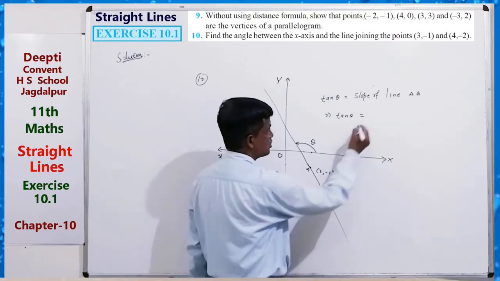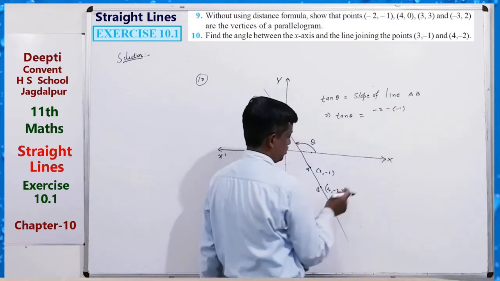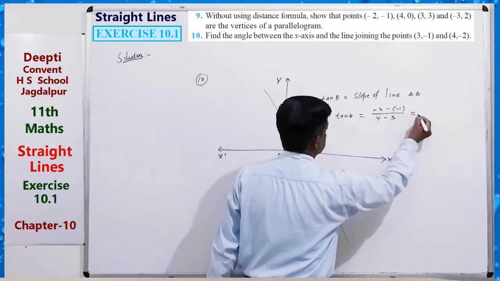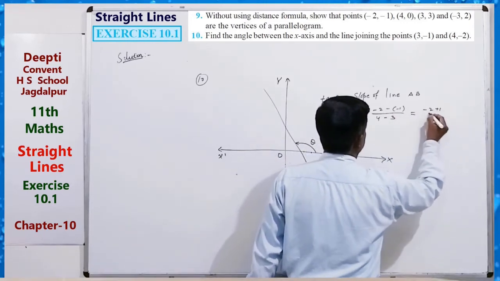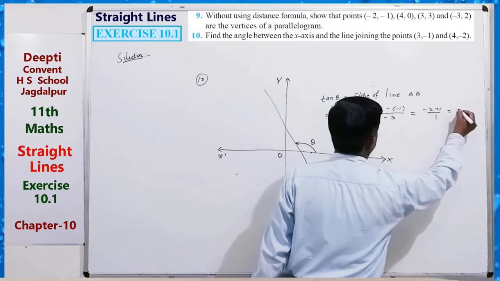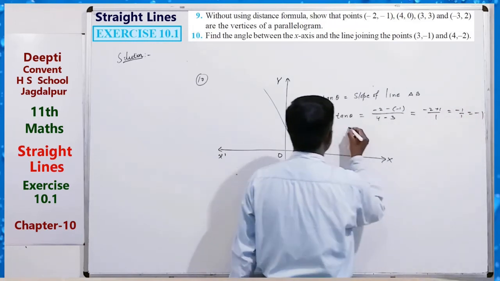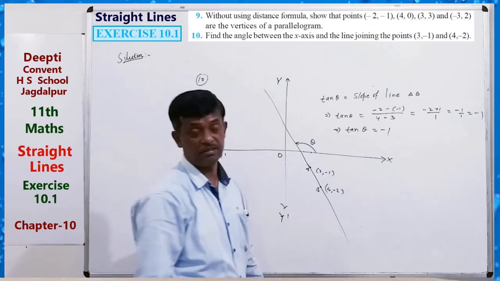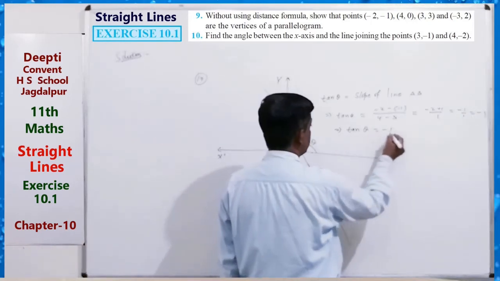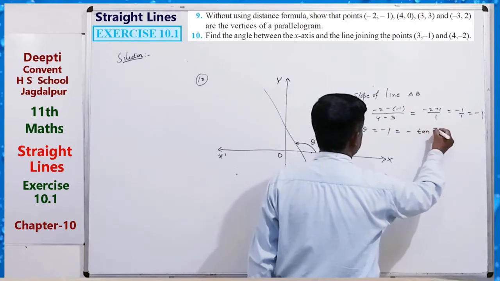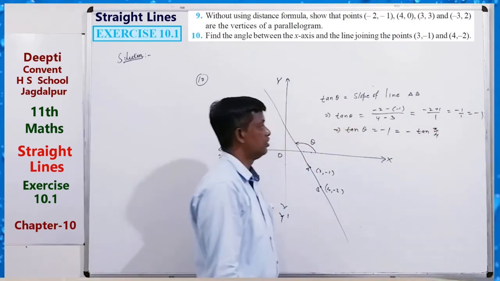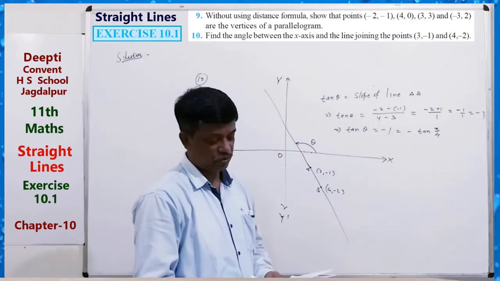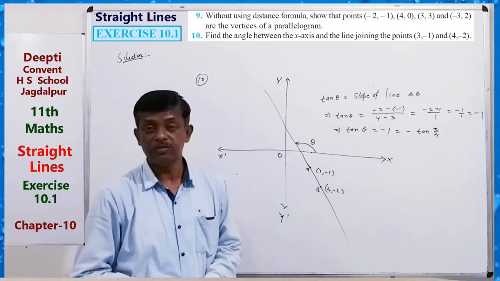So y2 minus y1 is minus 2 minus (-1), and x2 minus x1 is 4 minus 3. So this equals (-2 plus 1) upon 1, which equals minus 1 upon 1, equals minus 1. So tan theta equals minus 1. So we have to find the value of theta. Okay, so theta equals tan inverse of minus 1, that is minus pi by 4. Just how can you find this value?